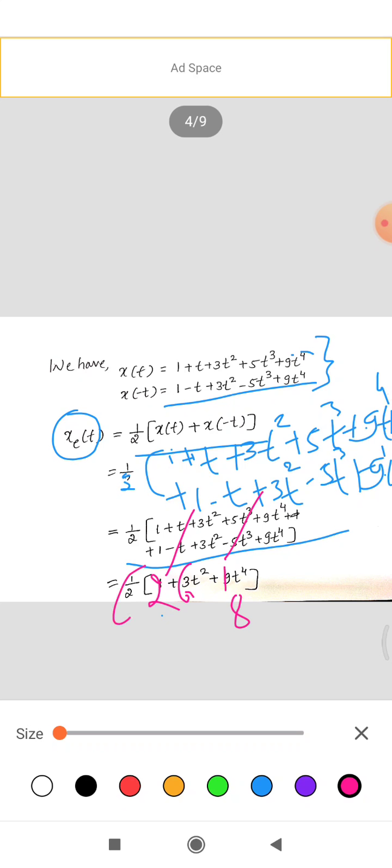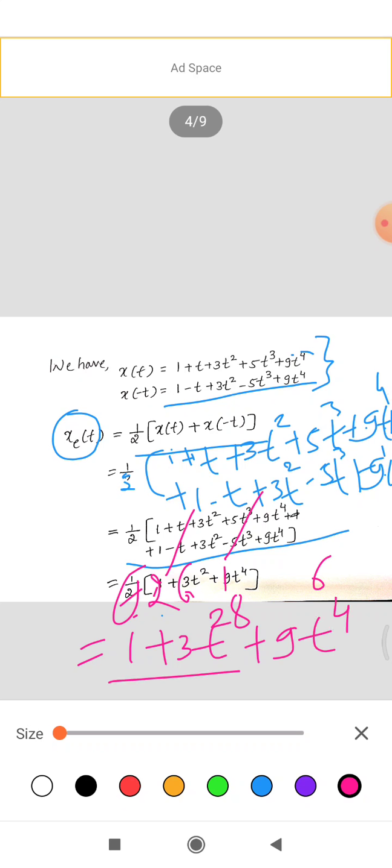Then there is a 1 by 2 outside. So get that 1 by 2 inside. The 2 gets cancelled. You can take 2 common, or you can simplify, get 1 by 2 into the entire inside parameter. Then 2 gets cancelled, plus 6t square divided by 2 will be 3t square, plus 18t raised to 4 divided by 2 will be 9t raised to 4. So this is your even part of the signal, that is 1 plus 3t square plus 9t raised to 4.